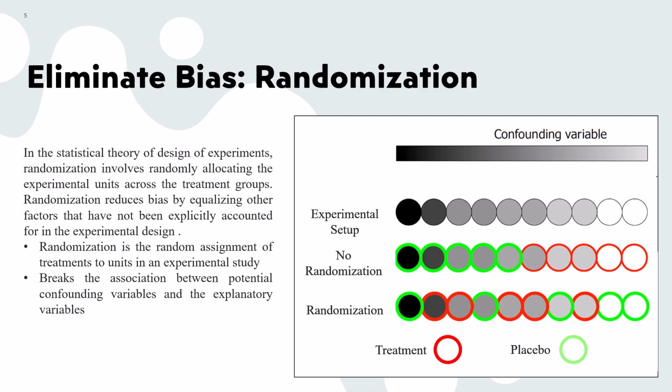To fix this, we should use randomization. Randomly assign which plants get the new fertilizer and which get the regular one, regardless of where they're located in the greenhouse. This way, the better lighting gets evenly distributed between both fertilizer groups, and the lighting effect is no longer biased toward one treatment. By breaking the link between the treatment, fertilizer type, and the confounding variable, light level, randomization helps us make a fair comparison and draw valid conclusions about what actually caused the differences in plant growth.